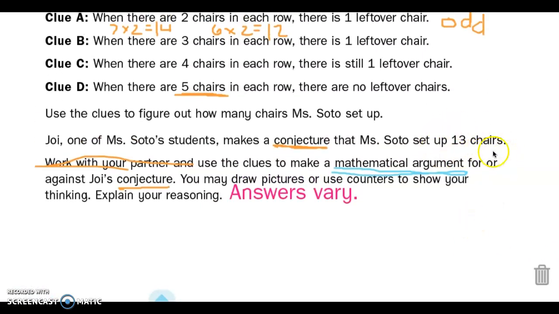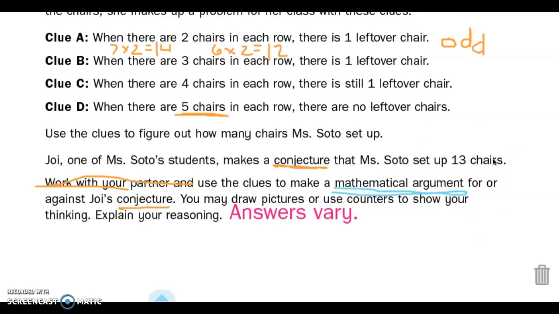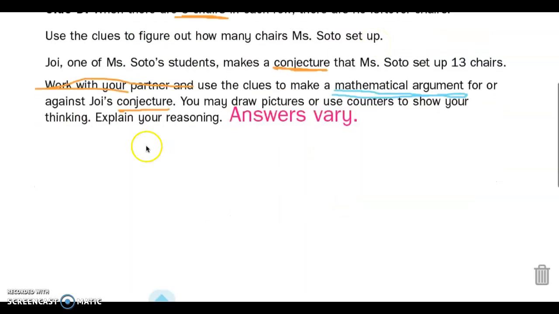So one way we can show if Joey is correct or not is we can use these clues and his answer and test his theory, his idea, his conjecture to see if it works or not. So let's see. He has 13 chairs. When there are 2 chairs in each row, there is 1 left over. Okay, so here's my first row. I'm going to use arrays. And remember, each row has to have 2.